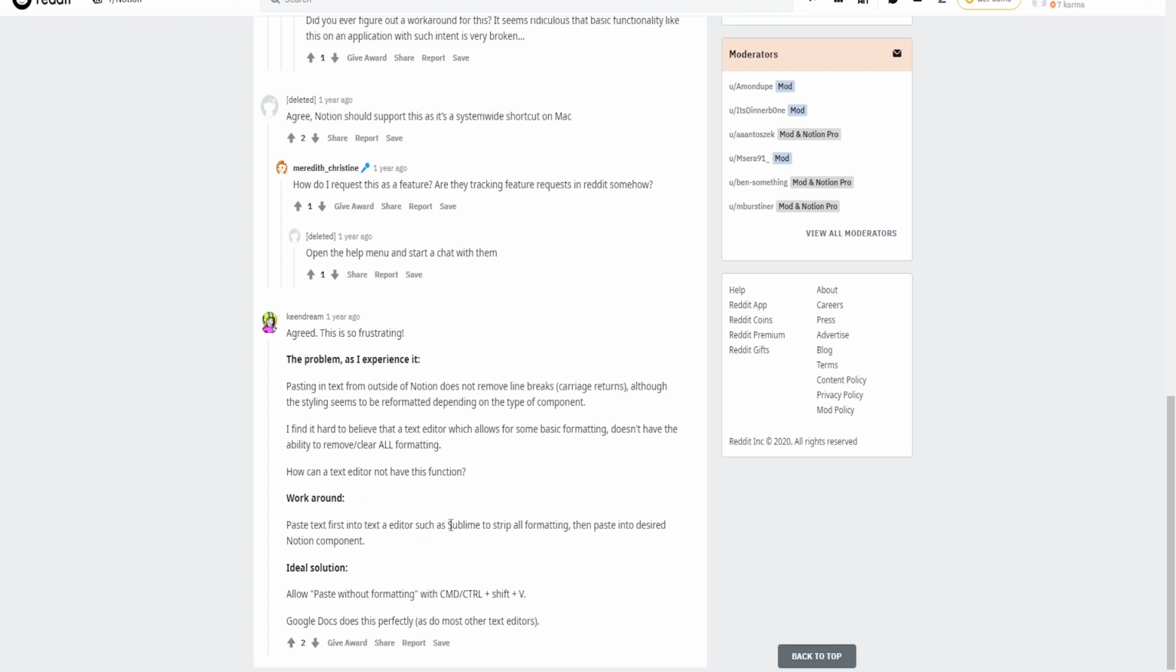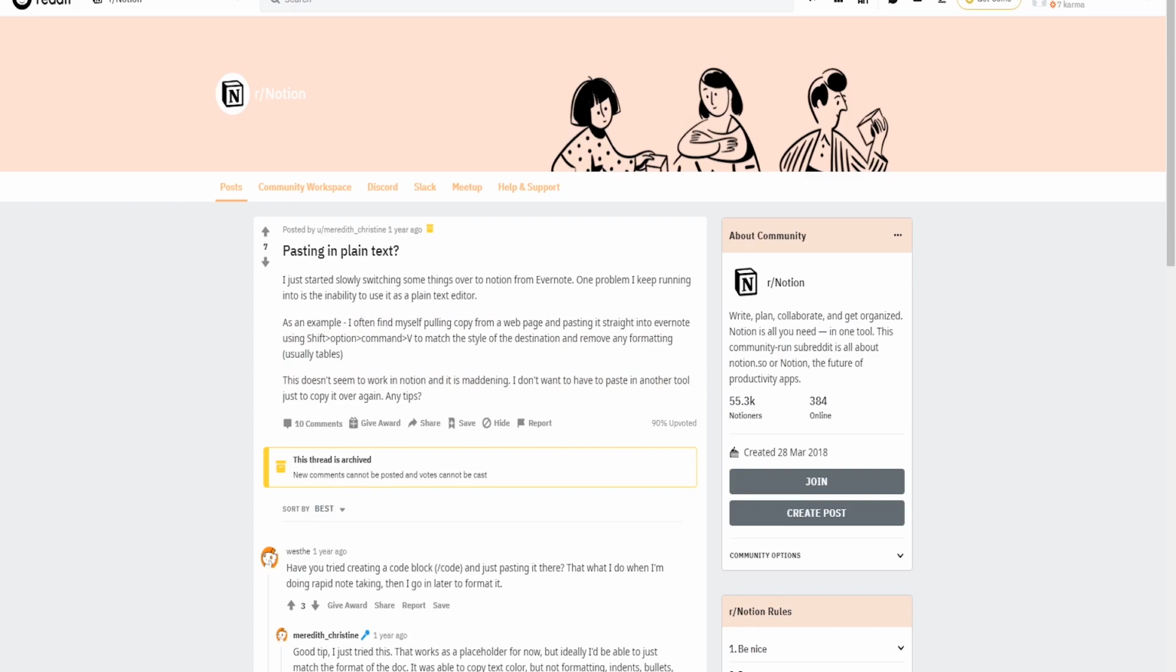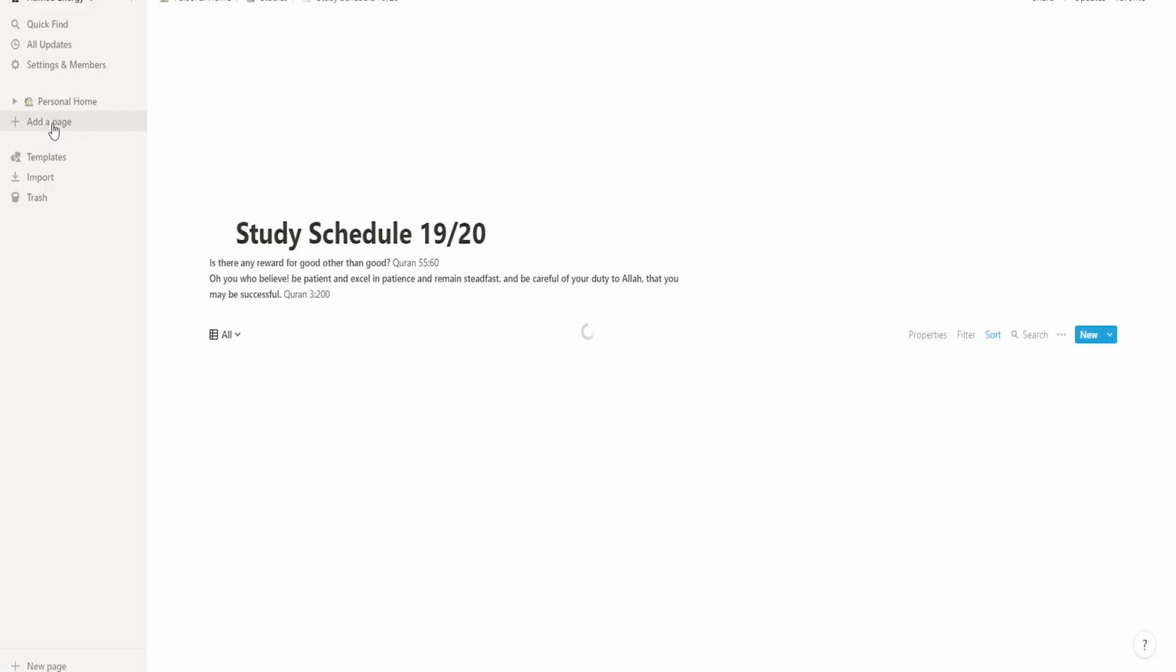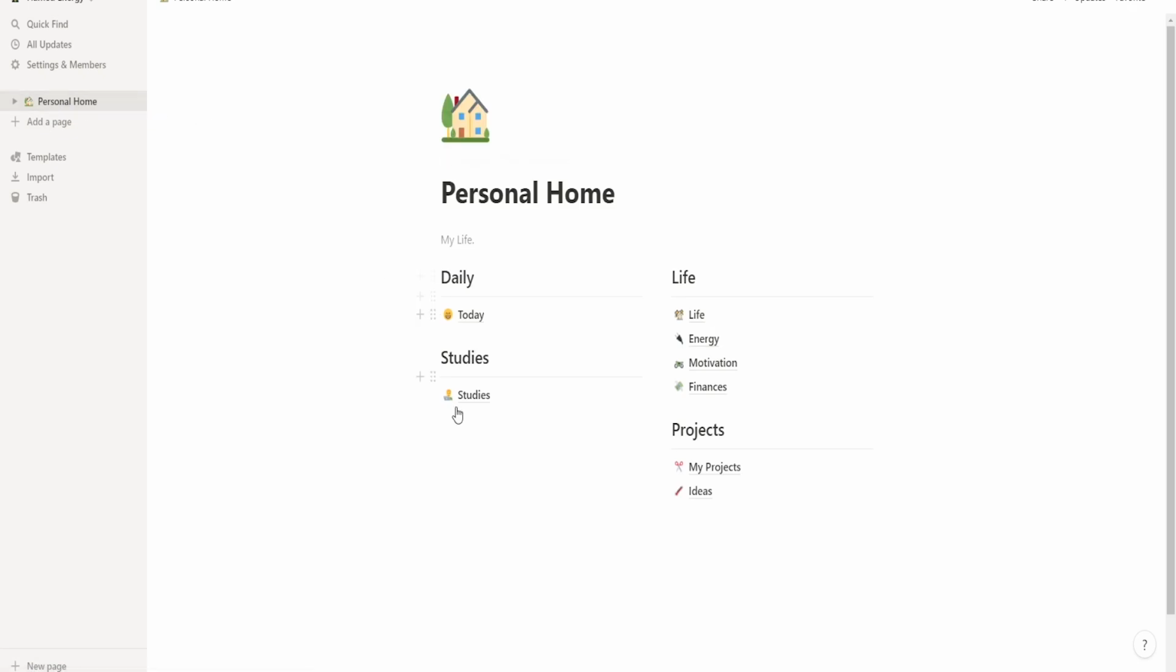Paste text fast and text such as Sublime. Yeah. So basically, you can't do it in the app, but you could do it in the browser. That's interesting. So I might just use the browser.